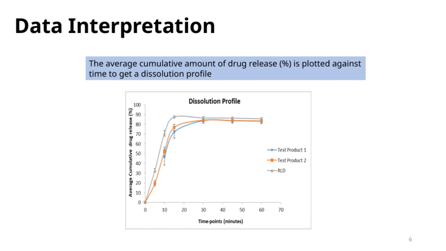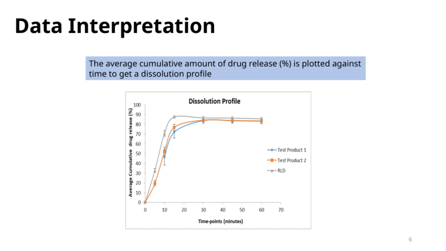certain period. By analyzing this curve, we can compare different formulations or test conditions to see which one releases the drug more effectively. This information is crucial because it directly relates to how the drug will behave inside the body, how fast it becomes available for absorption.